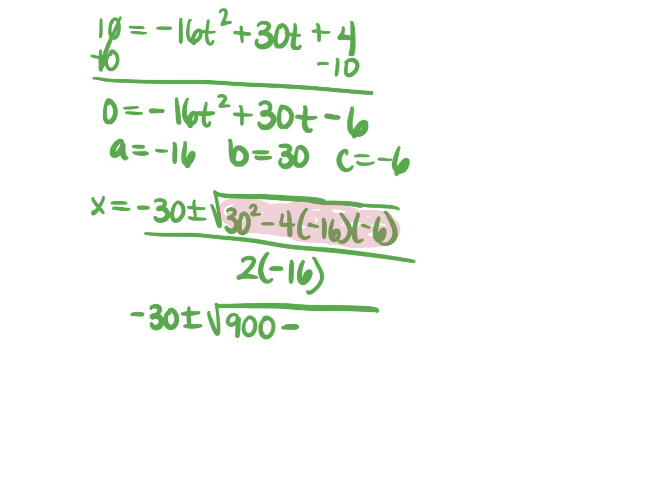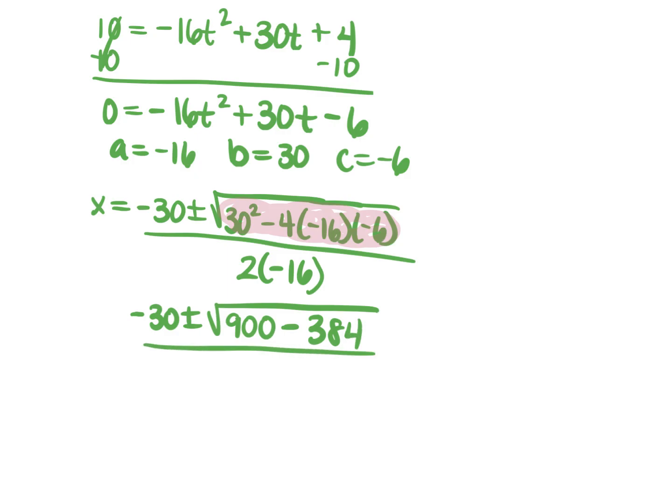So it's going to be negative. What's 4 times negative 16 times negative 6? Negative 4 times negative 16 times negative 6. Yep, what is that? Negative 384.